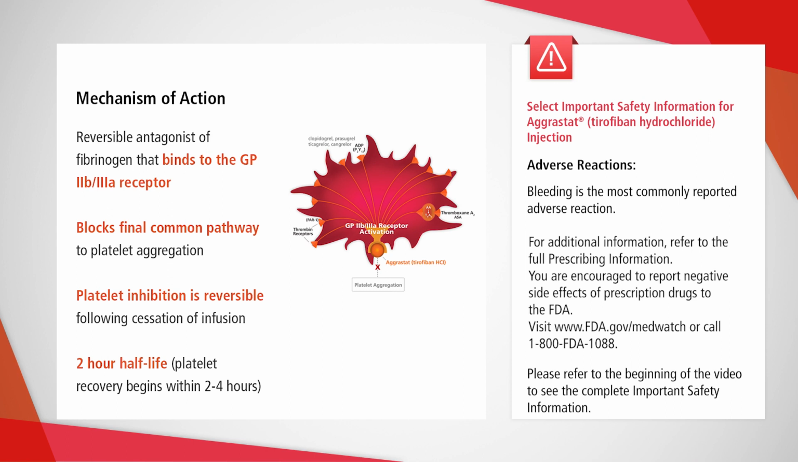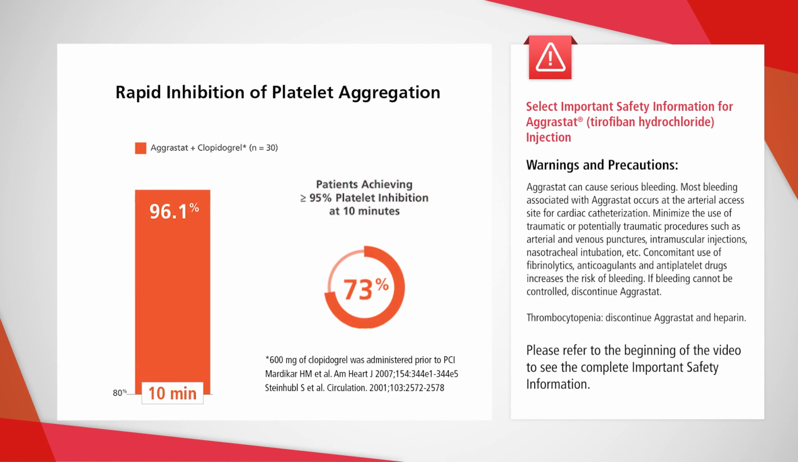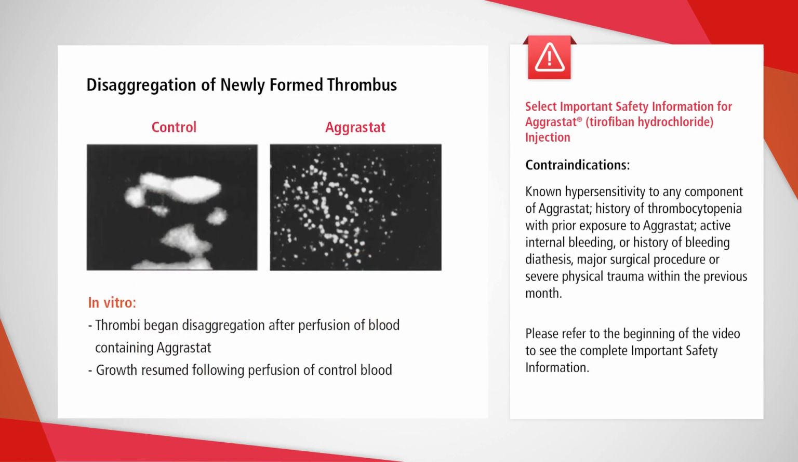And usually it takes a full 4 to 8 hours until we have complete normality of the function of the platelets. Aggrastat is potent and provides rapid platelet inhibition. And the response to it throughout the patient population has been shown to be very consistent. More importantly, through its mechanism of action, Aggrastat has the ability to disaggregate an existing thrombus.